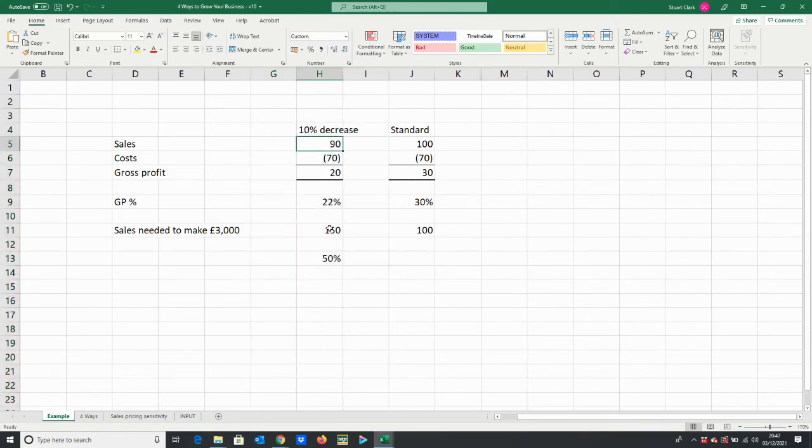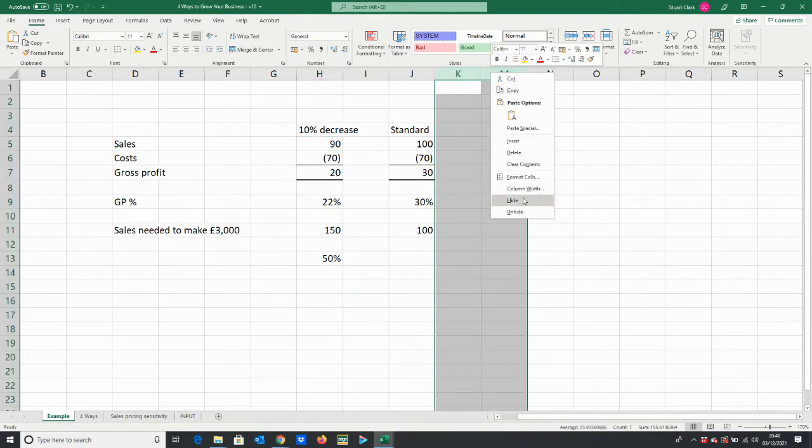So a 10% decrease in sales price means that instead of £100, it's £90, but your cost of sales don't change. It's now £20 gross profit you're making, so your margin has dropped down to 22%. Therefore, in order to make £3,000 worth of gross profit to cover your break-even point, you need to make 150 sales. That's an increase of 50%. So we've gone from making 100 sales a month at £100, to needing to make 150 sales at £90 a month. It's quite a big jump.